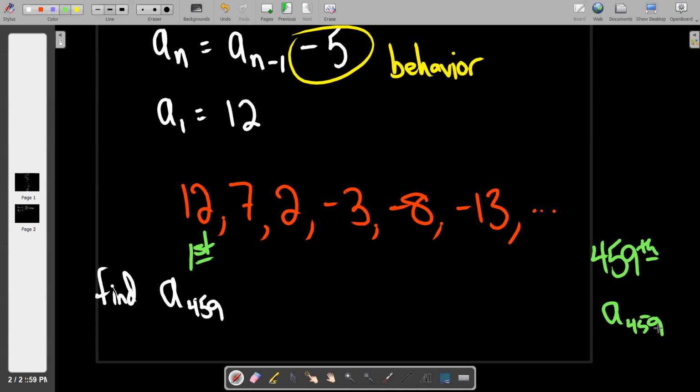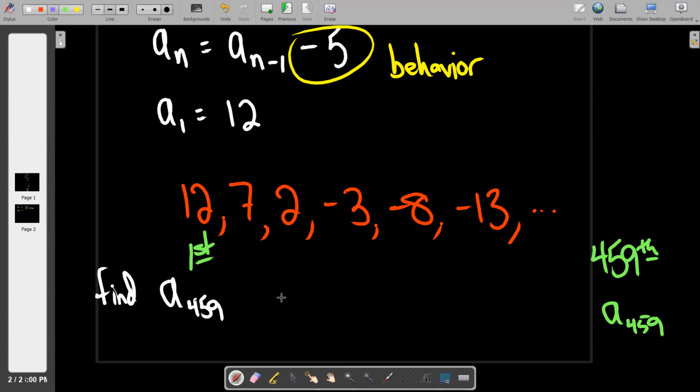We've been down that road before, haven't we? Wherever I want to get to, I just have to take that -1, right? So you want to get to the 10th space, move 9 times. You want to get to the 1000th space, move 999 times. Since we want to get to the 459th, we're going to make 458 movements. And how much is each movement worth? -5.